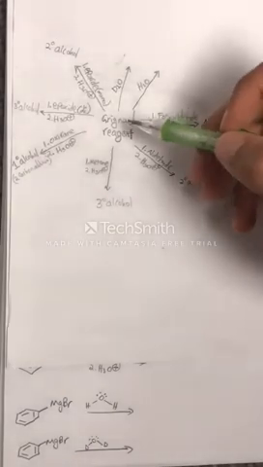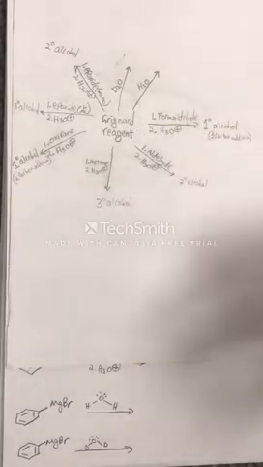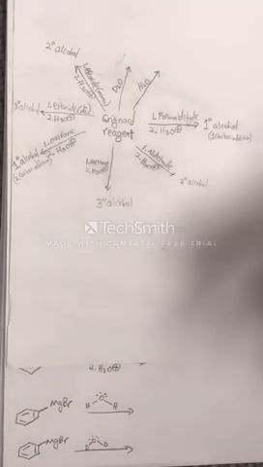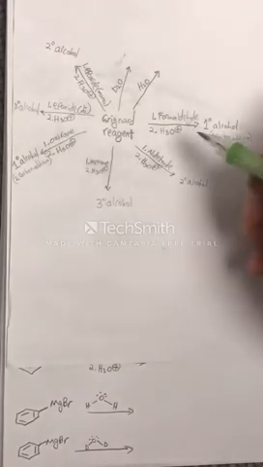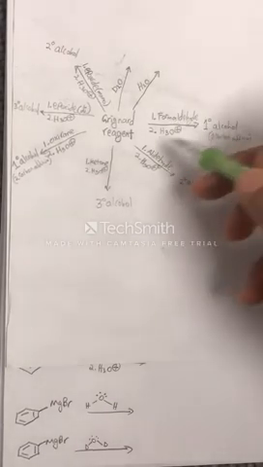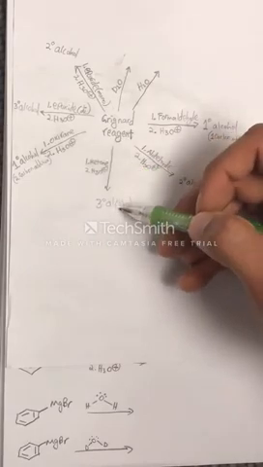When you react a Grignard with an aldehyde, you get a secondary alcohol, unless that aldehyde happens to be the simplest aldehyde possible, which is formaldehyde. In that case, you get a primary alcohol. If the Grignard reacts with a ketone, you get a tertiary alcohol.